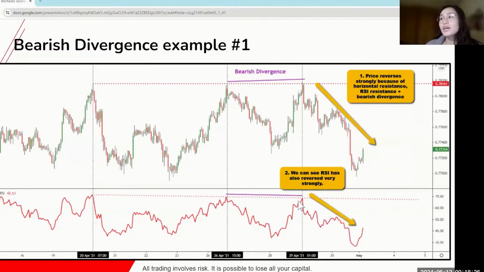So you can see after that, that price reversed strongly because of three factors. Firstly, the horizontal resistance, the RSI resistance, and lastly, the bearish divergence. Okay, and that similar thing happened on RSI as well, where RSI reversed very strongly off of the descending resistance on our RSI.